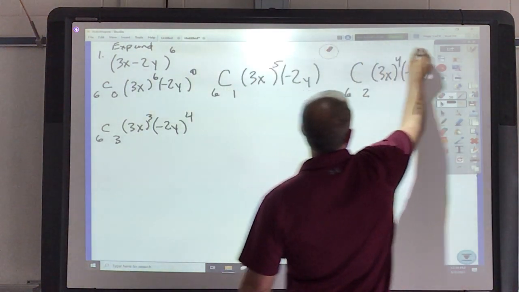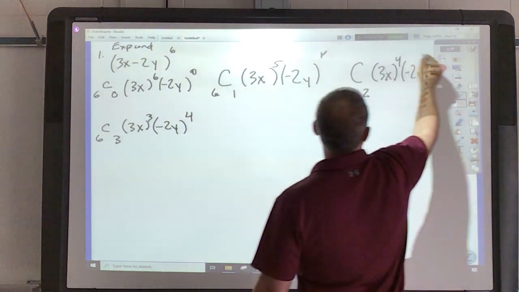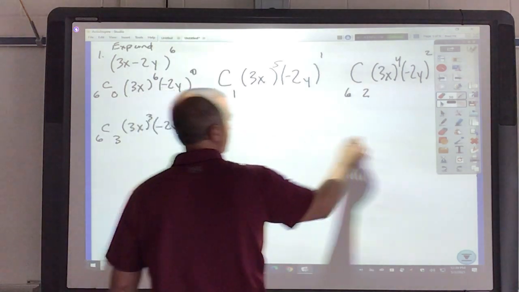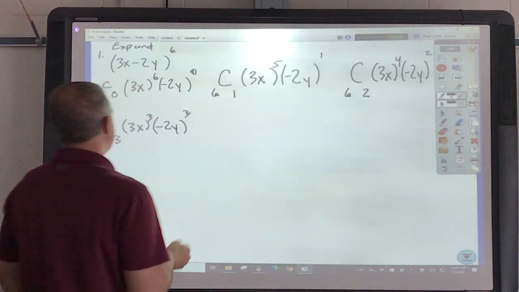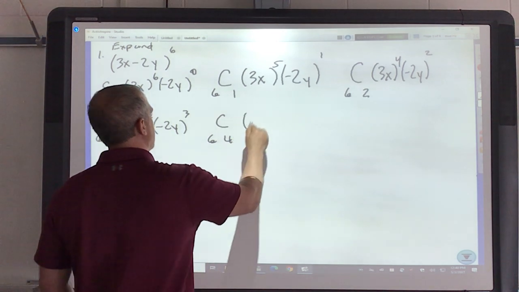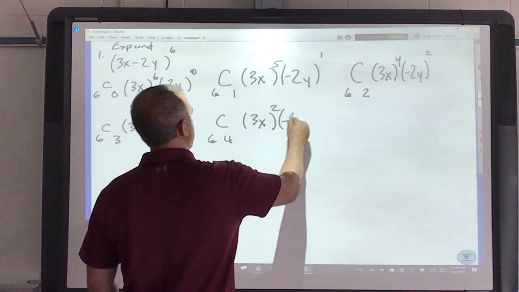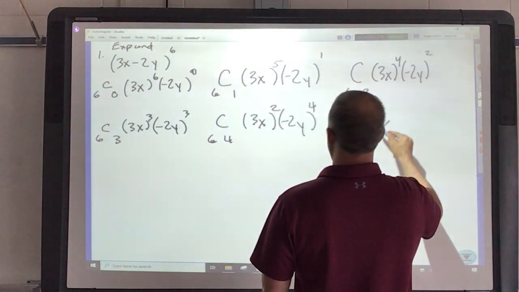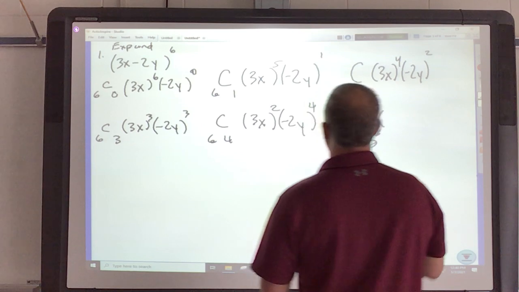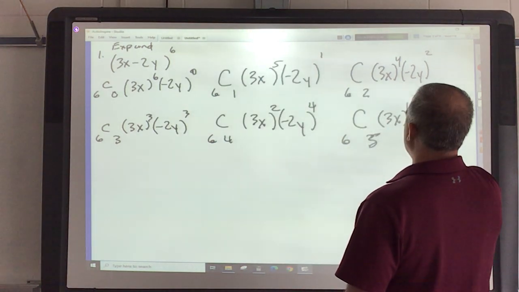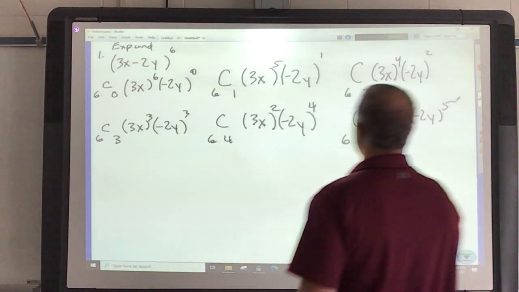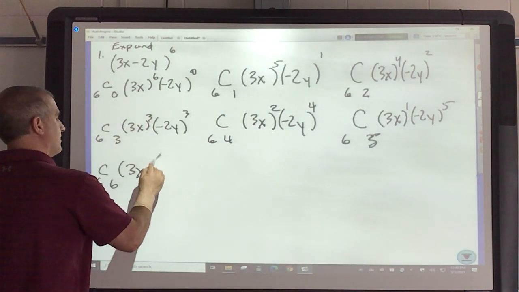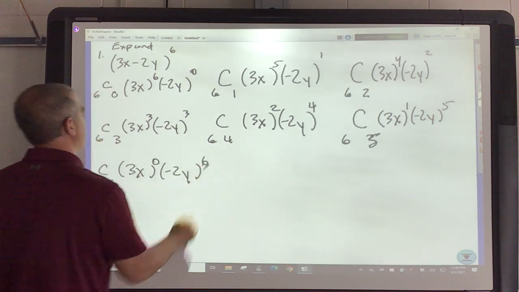Sorry, I mislabeled those; the choose numbers go 0, 1, 2, 3. Then I got C(6,4) (3x)^2 (-2y)^4, then C(6,5) (3x)^1 (-2y)^5, and then C(6,6) (3x)^0 (-2y)^6.